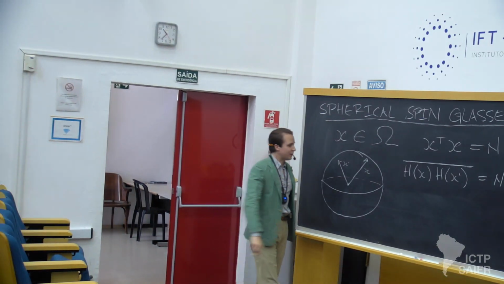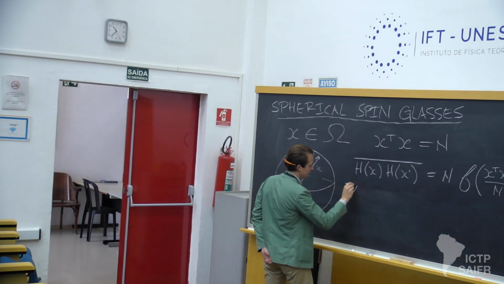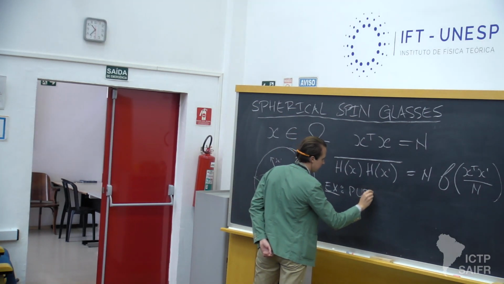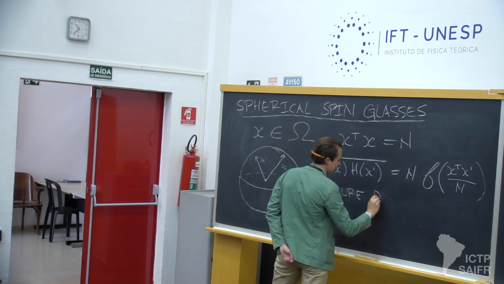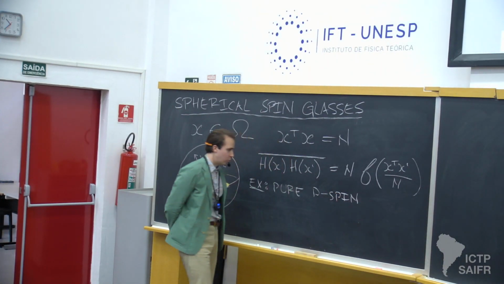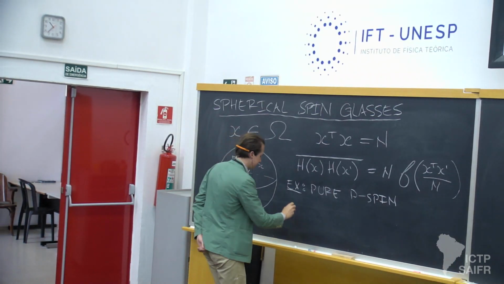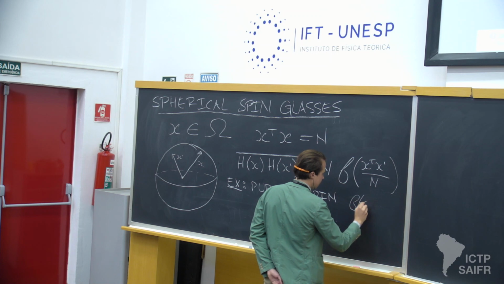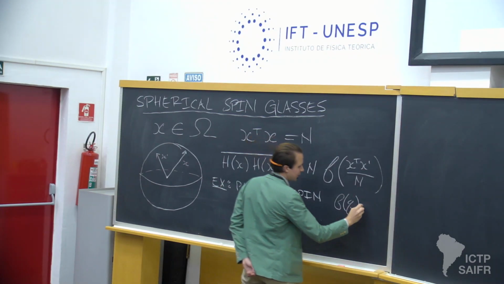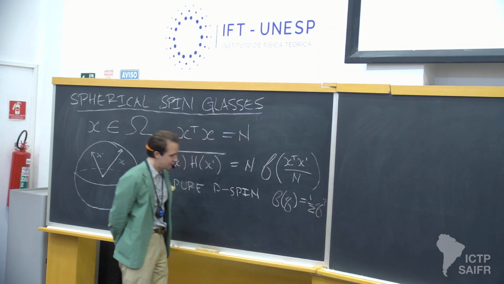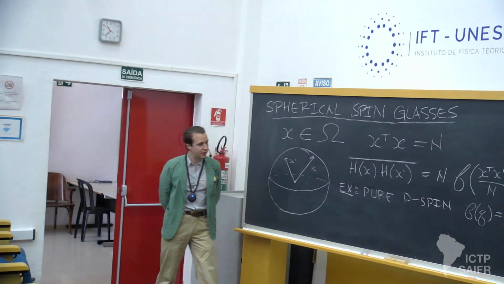Now it helps to make explicit an example, which are the so-called pure p-spin models, where f, let's see, I'm going to put it up here. Here, f of q, the overlap, is just 1/2 q to the pth power. It's a homogeneous polynomial in p.